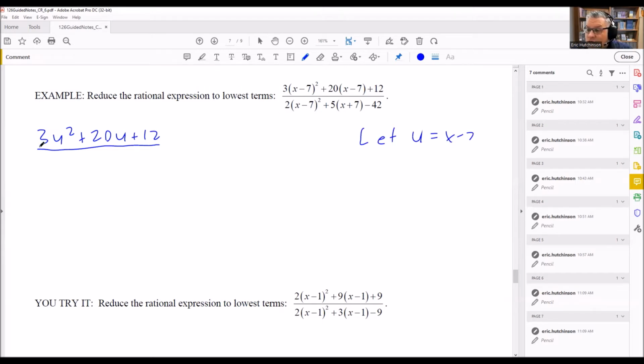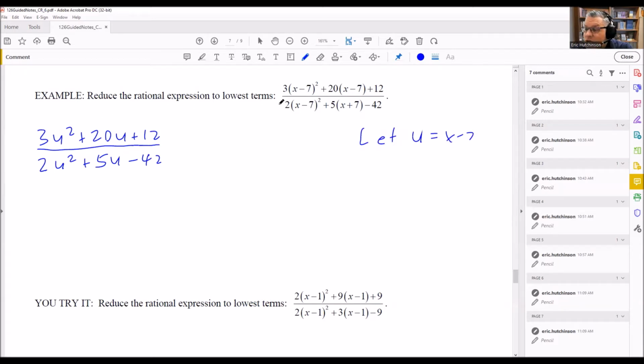So we made the substitution on top. On the bottom, all the x minus 7s get replaced with the u. So we have that complete. Each of these individually we now want to factor, and we're going to factor by using the grouping method.